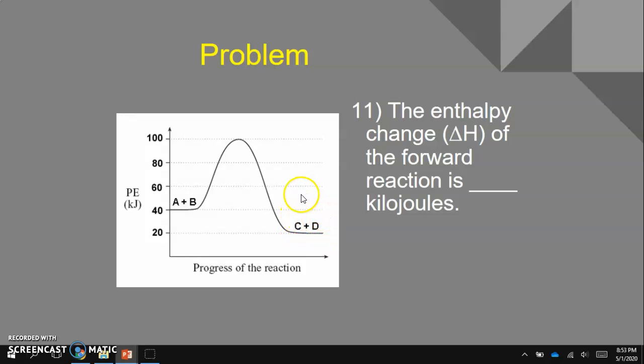Next one says the heat content of the activated complex of the forward reaction is about... do you guys remember where the activated complex is? Yes, it is right at this peak right here. So your activated complex is right here. Remember, your activation energy is the difference in the energy of this activated complex and your reactants. Your activation energy is how much energy it takes to actually get the reaction going and to form your products. So here's where our activated complex is, corresponding with 100 kilojoules.